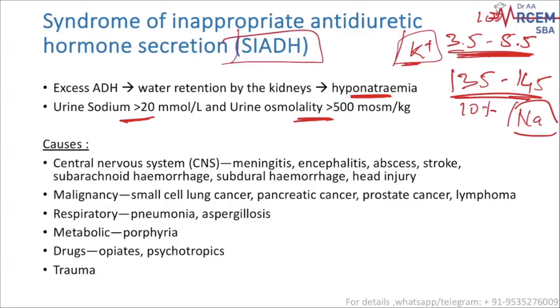Syndrome of inappropriate ADH secretion, SIADH, can be because of any CNS cause, from subarachnoid hemorrhage to subdural hematoma, to an infection like meningitis, encephalitis, abscess formation; head injuries can cause it. Malignancy, one of the most important being small cell carcinoma, can cause paraneoplastic syndromes resulting in increased secretion of ADH hormones. Anything to do with your lungs, like pneumonia or infection, metabolic disorders like porphyria, drugs like opioids, and sometimes even trauma can trigger SIADH, that is syndrome of inappropriate antidiuretic hormone secretion.